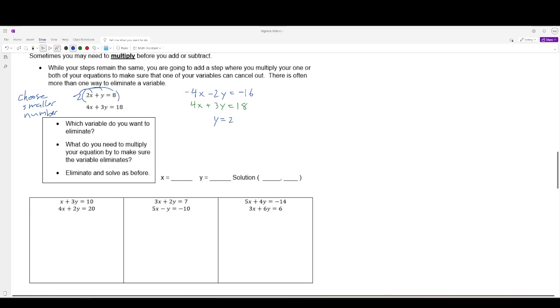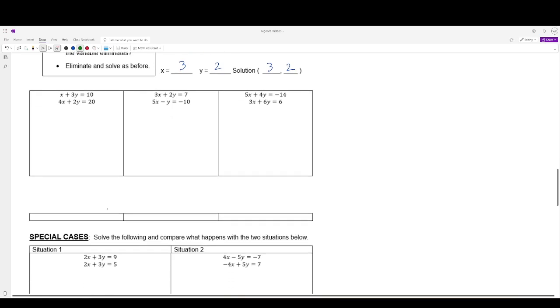We're going to plug that back into our first equation and get 2x plus 2 equals 8. So 2x equals 6 and x equals 3. So our proposed solution is 3, 2. We need to use the green equation to check that. So 4 times 3 plus 3 times 2 is equal to 18. That's 12 plus 6 equals 18. That is true, so that looks like we have the correct solution.